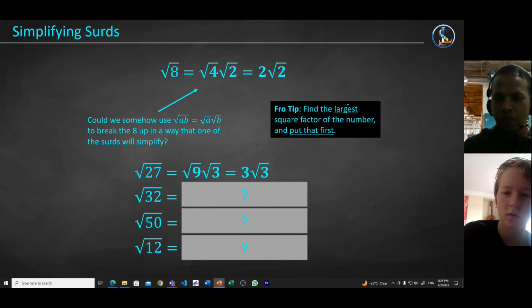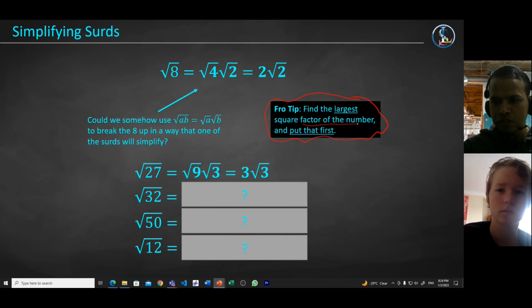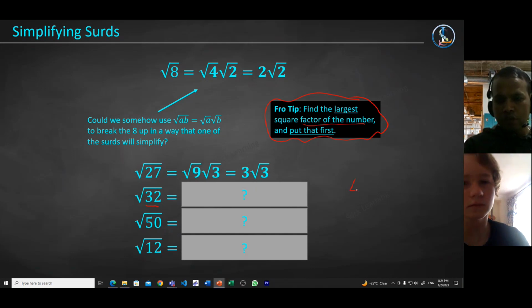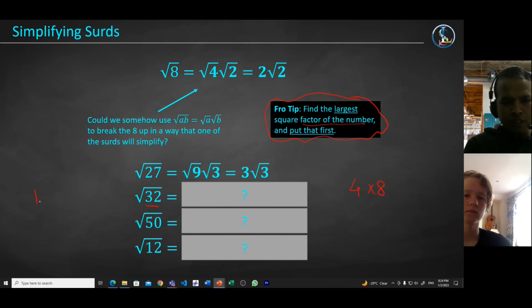Yeah, here I have written in a note, as you can see, we need to find the largest square factor. Like instead of taking 4 times 8 like that. So what will you do in a short form? 16 is a perfect square. So you will be taking 16 times 2, right? Square root of 2 and square root of 16, that is 4, and this would be 4 square root 2.